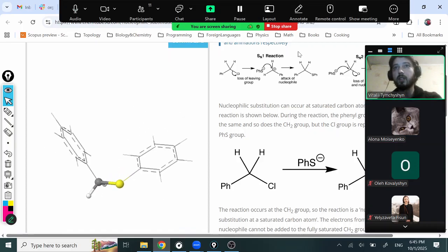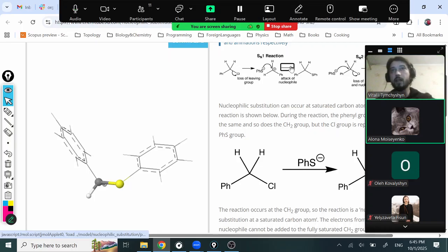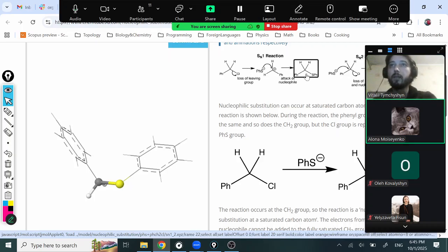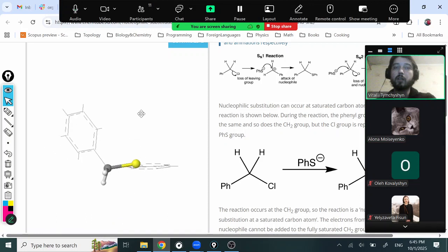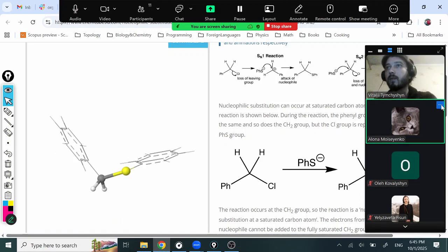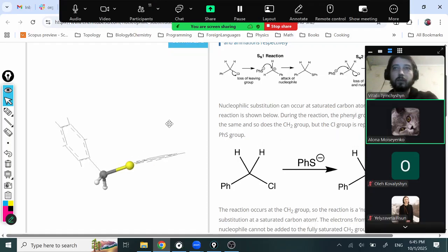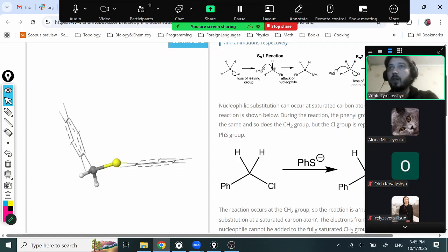So the leaving group left as the first step. As a second step, we have the addition of the nucleophile that created a new bond. And here is our new chemical. Okay, so hopefully that's more or less clear.